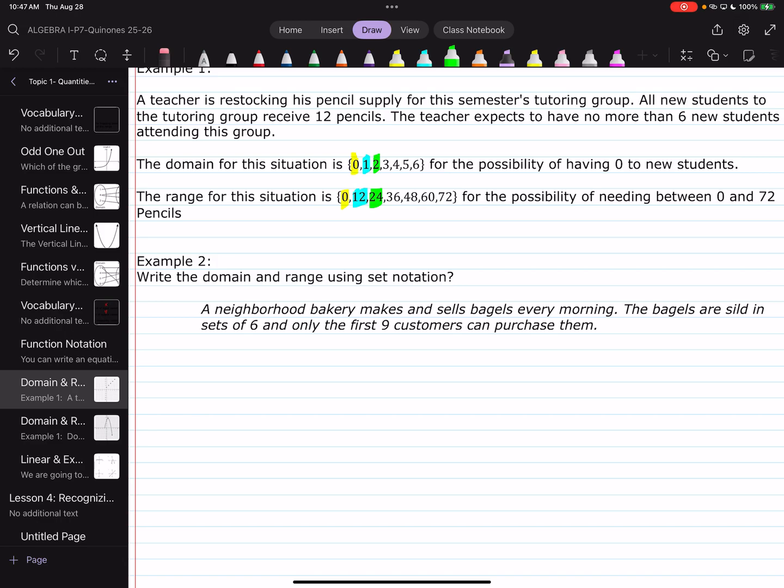No, it's everybody gets a little one, half a dozen. Everybody gets half a dozen. But only the first 9 customers. So if 0 customers walk in, nothing. But if 1 customer walks in, I give them 6, right? And then a second customer walks in, they also get 6. How many bagels have they had already?